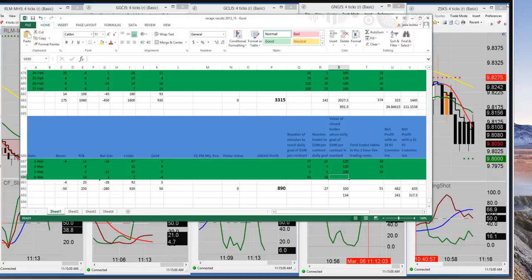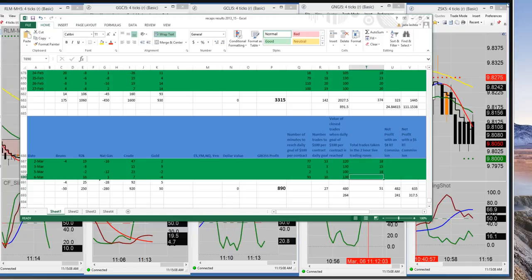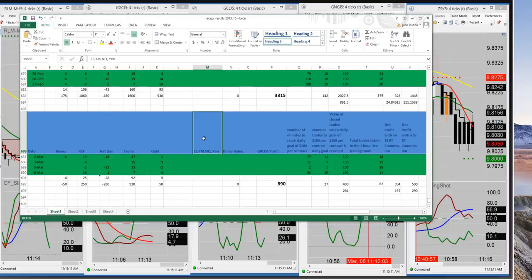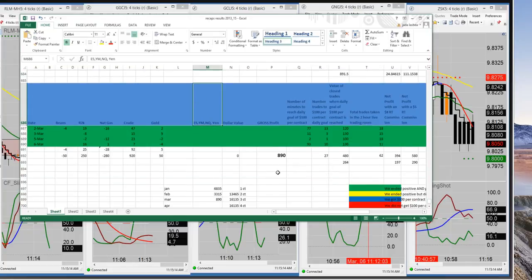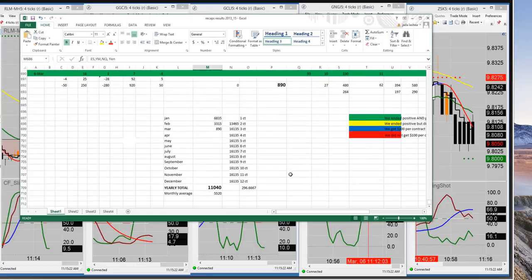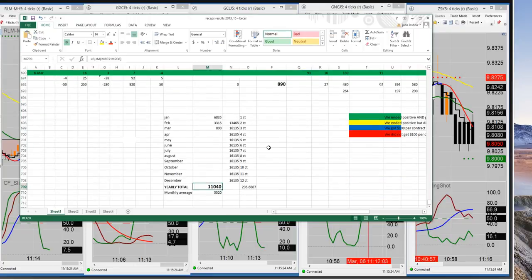And at that time, we're up $130 a contract. We took a total of like 11 trades today, right? 4, 6, yeah, 11 trades. Okay. So on the 4 days that I've traded so far in March, now we're up $890 a contract. On the year, we're up $11,040 a contract.